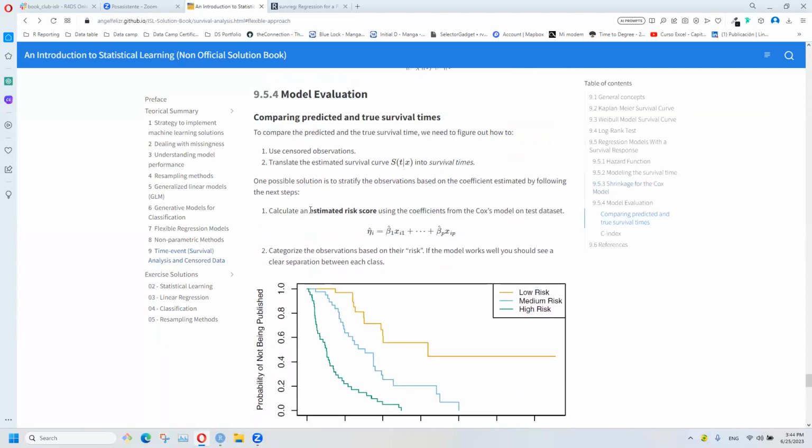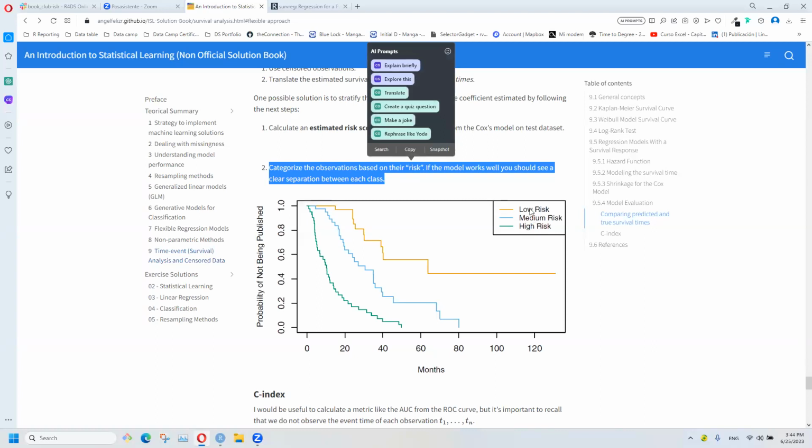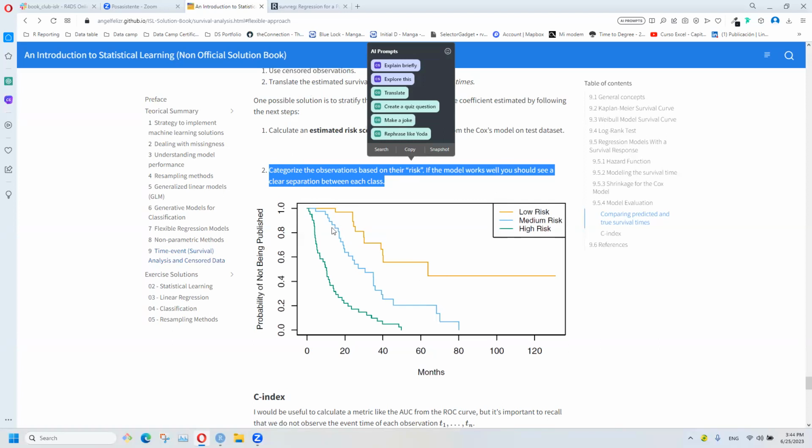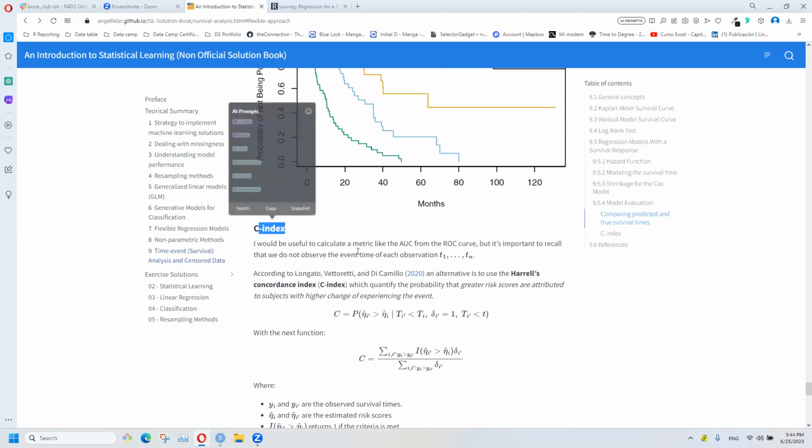So what we need to do is first estimate the risk score, multiplying the coefficients by the predictors, and then classify our variables, our test data, into risk levels, and check that the categories don't overlap. That's great if you just have one model, but if you want to compare between many models, we need to use the C index.